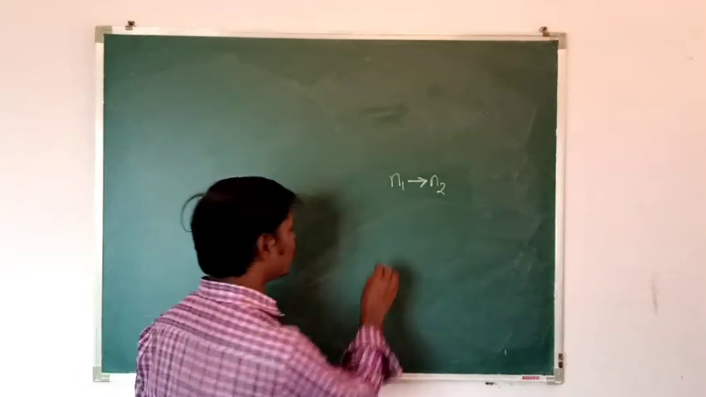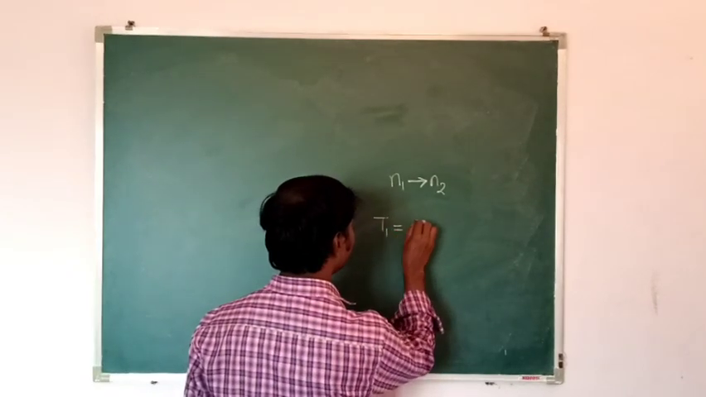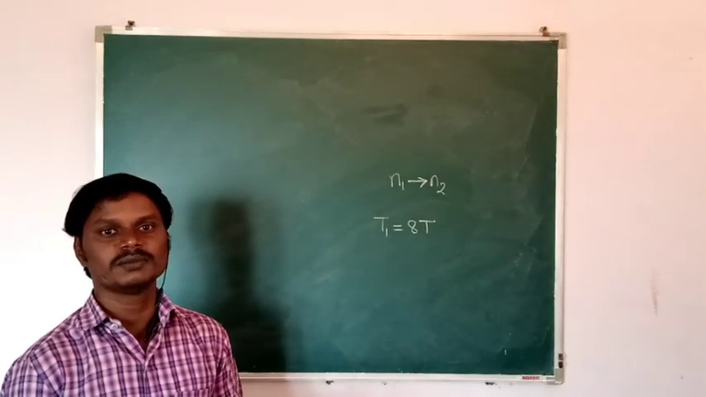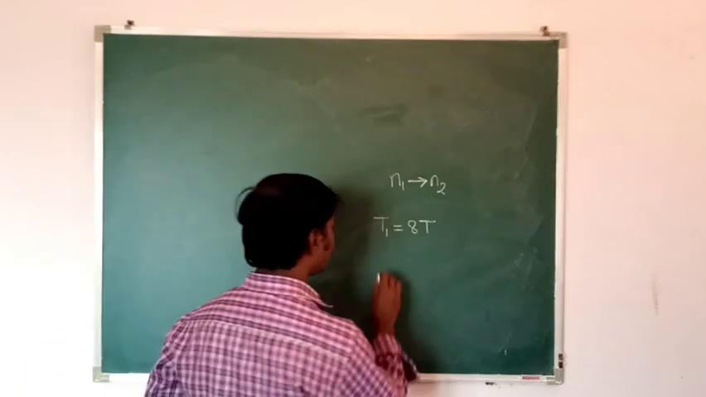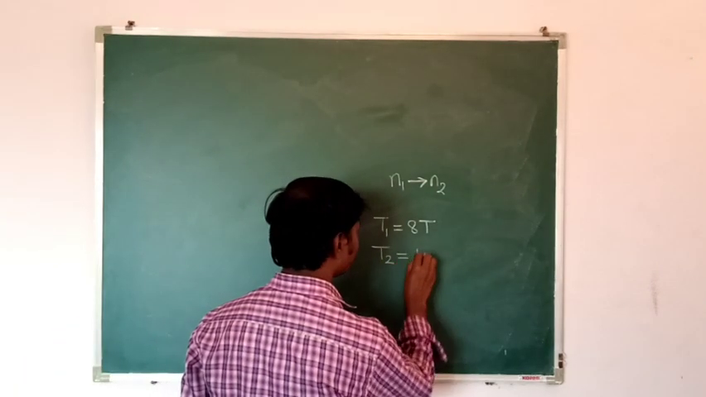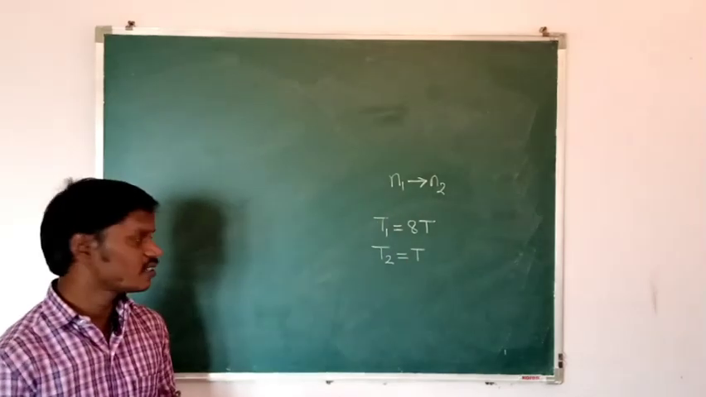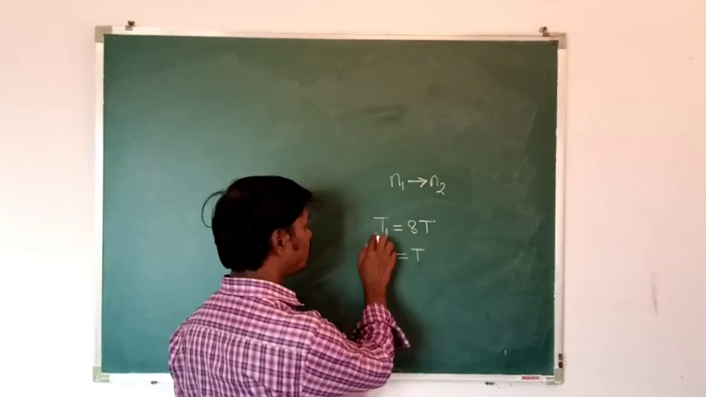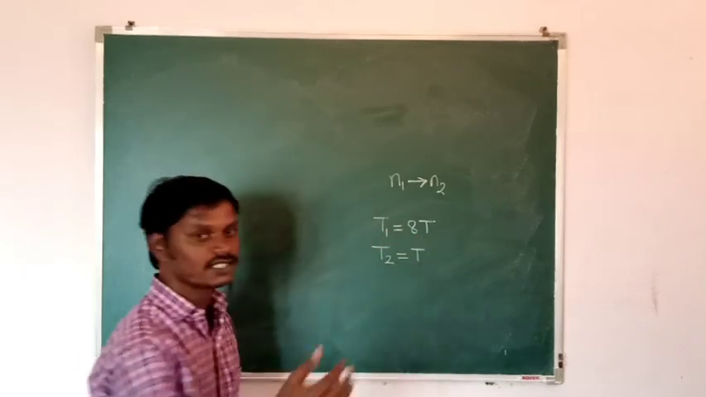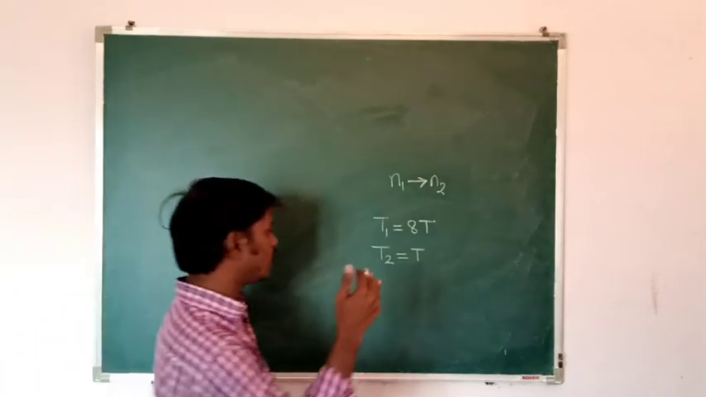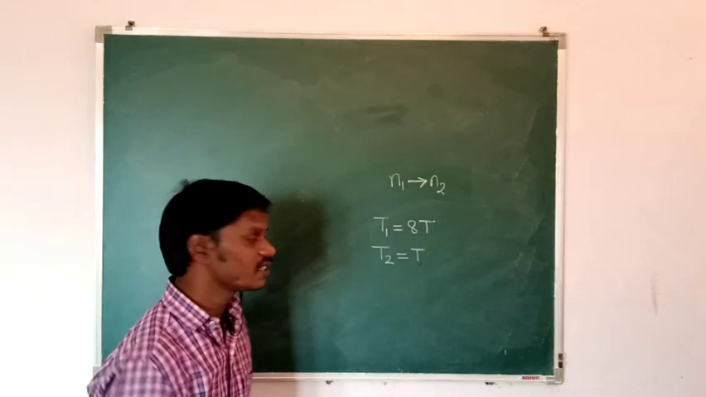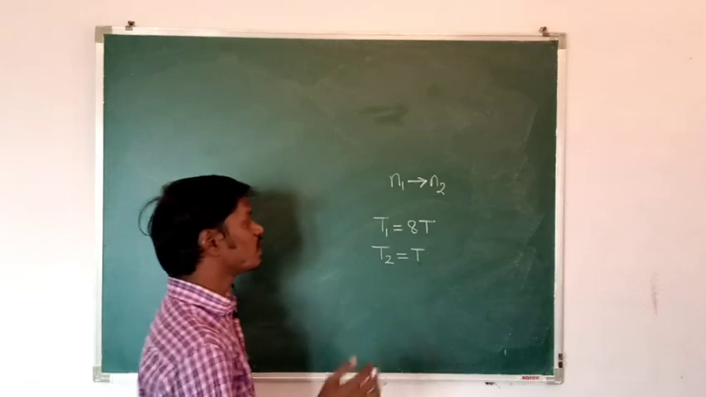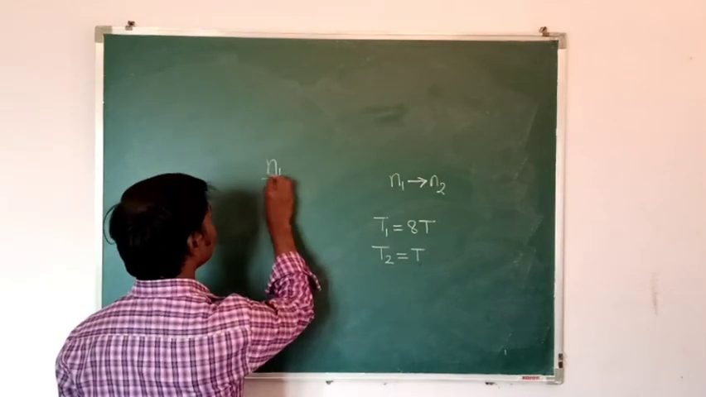The time period in the initial state is 8 times the time period of the electron in the final state. Then what is the time period of the electron in the final state? That is T. So listen here. Let us assume the time period of the electron in the final state is T, but the time period of the electron in the initial state is 8 times the time period of the electron in the final state. Which is the final state here? n2 is the final state and n1 is the initial state. Then what is our question? Our question is to find the ratio of n1 and n2.